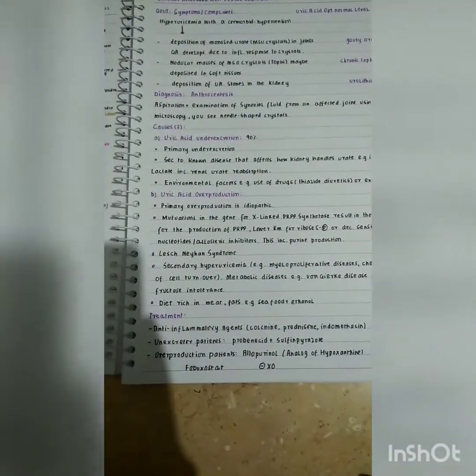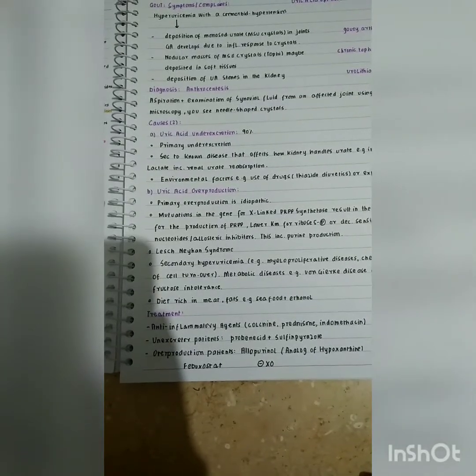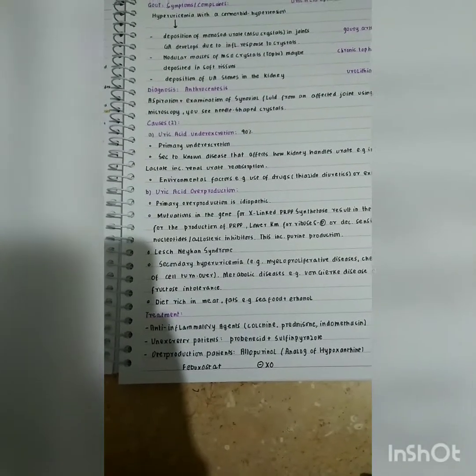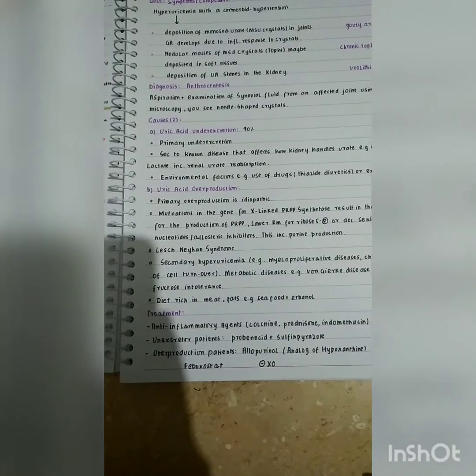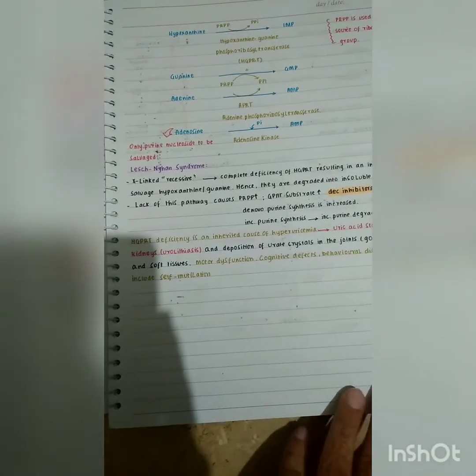As you already know, Lesch-Nyhan syndrome is because of the congenital deficiency of the HGPRT enzyme, and when HGPRT gets deficient, it leads to congenital overproduction of uric acid. As you can see here, Lesch-Nyhan syndrome, X-linked recessive, complete deficiency of HGPRT resulting in the inability to salvage hypoxanthine and guanine. Hence, they are degraded into insoluble uric acid.